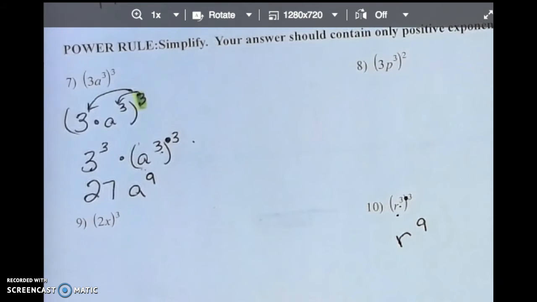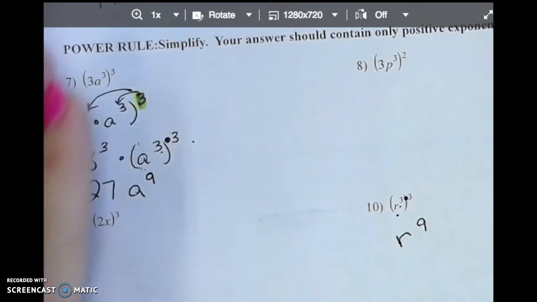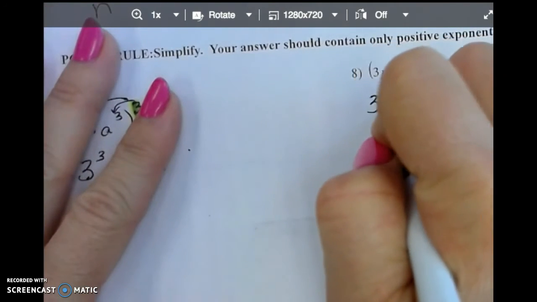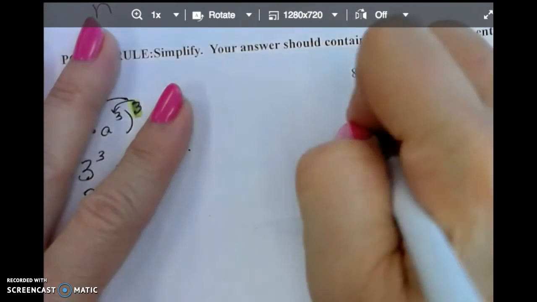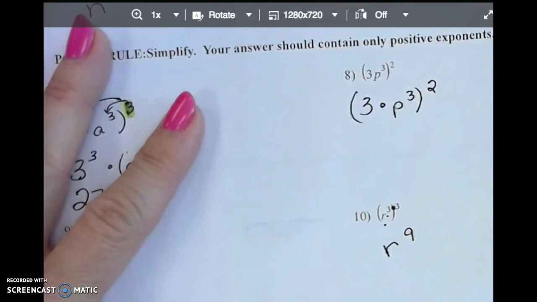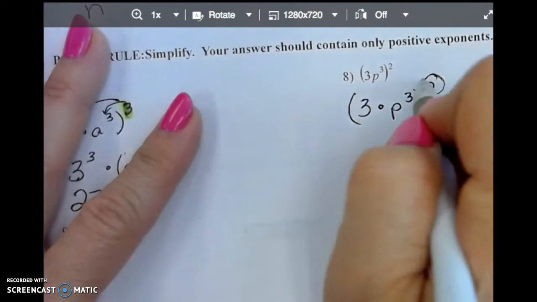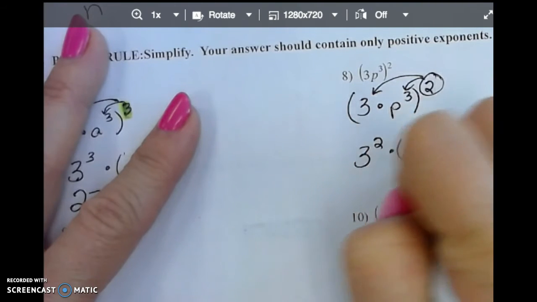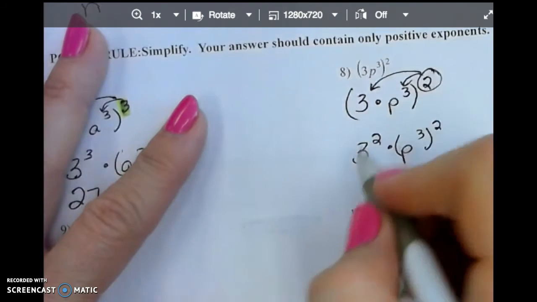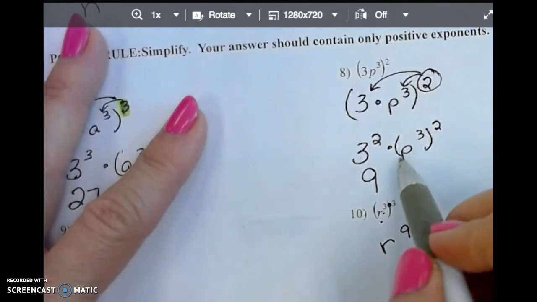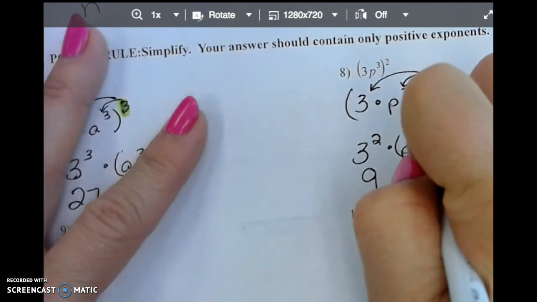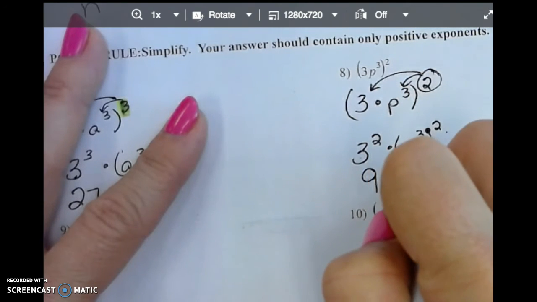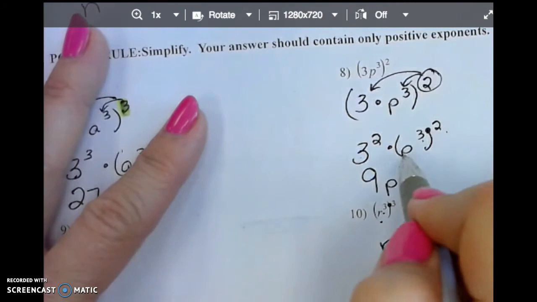On number 8, 3p cubed squared. The 3 and the p cubed are going to get squared. Separate it out. 3 times p cubed squared. We're going to take this 2, take the exponent, we're going to distribute it to both of the bases. So we're going to have 3 squared times p to the third squared. 3 squared is 3 times 3, which makes 9. P to the third squared becomes p to the 3 times 2, which makes 6. This is your final answer.